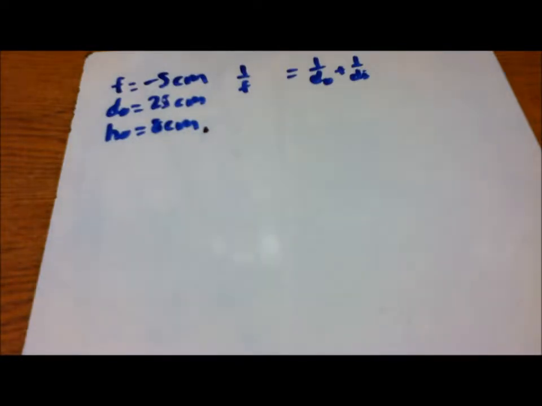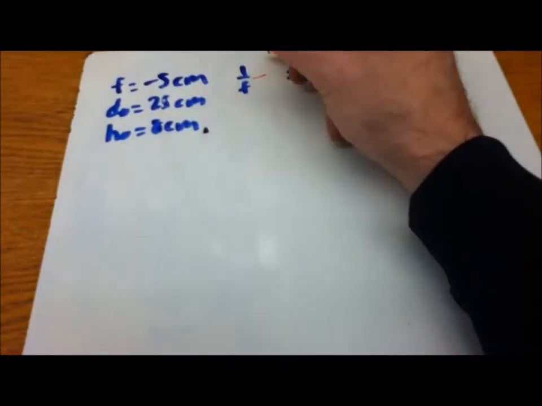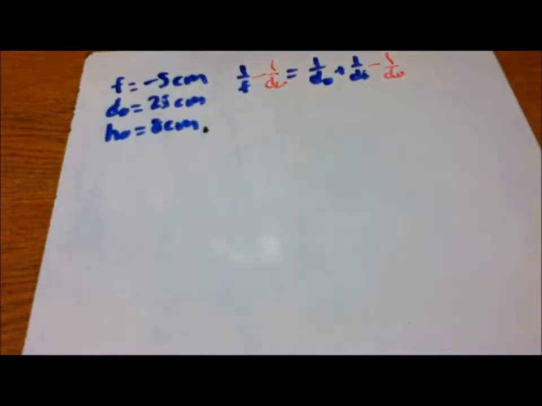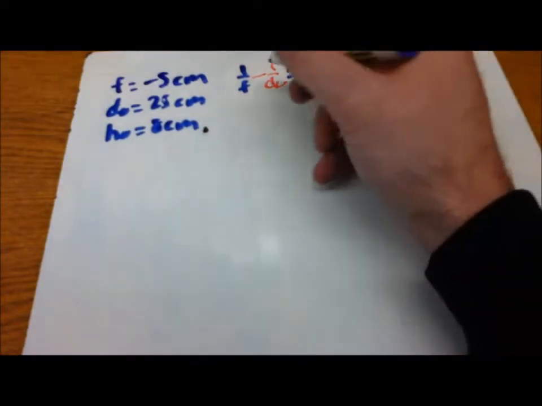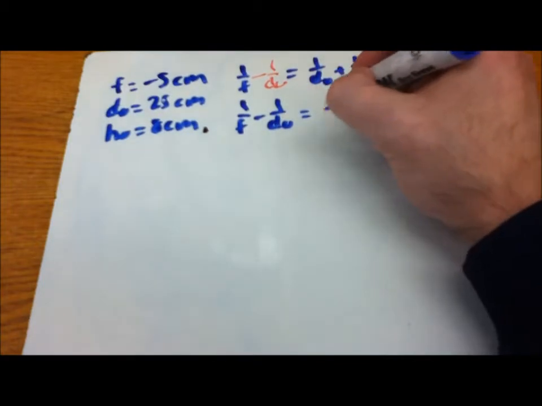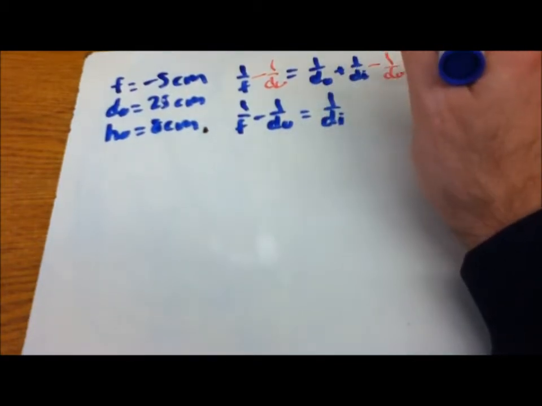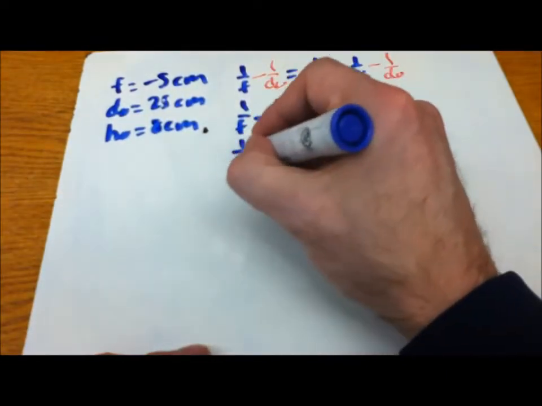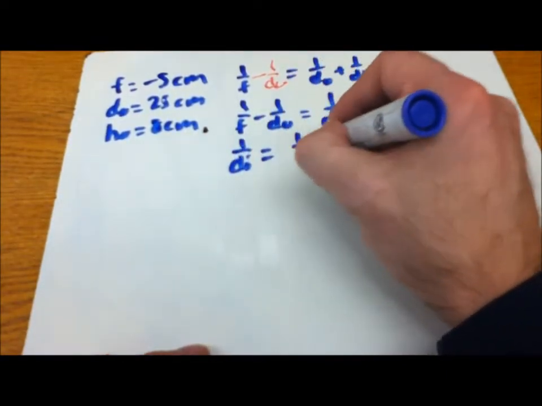Now we have to isolate DI since we're trying to find the location of the image or the distance of the image. So subtract 1 over DO from both sides, and we've been doing this repeatedly. And what will happen is we get 1 over F subtract 1 over DO equals 1 over DI. All right. If you just flip this thing, of course, it means exactly the same thing.